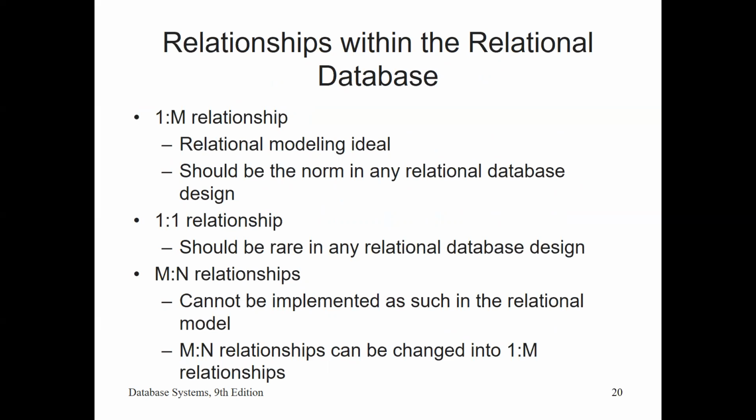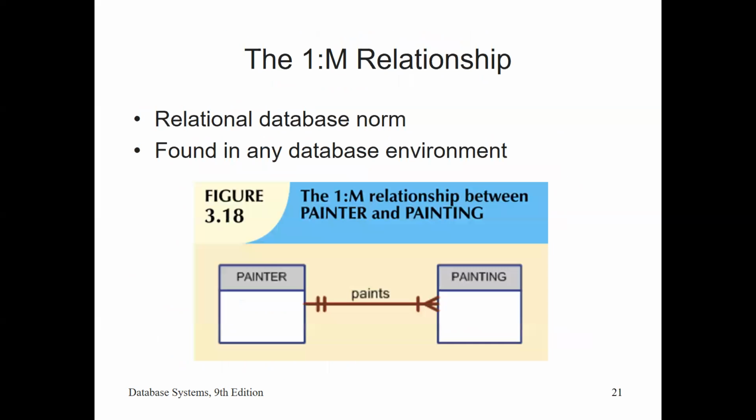Relationships within the relational database. There are three main types of relationships formed with relational databases. These include one-to-many relationship, one-to-one, and many-to-many. Let's explore these relationships in more detail in the following set of slides.